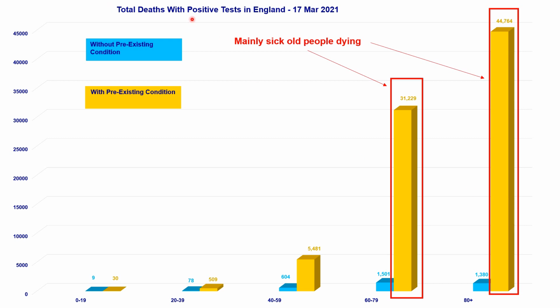So this is the total deaths with positive tests in England, so those dying within 28 days. The blue bars are without pre-existing, and the gold or orange are with pre-existing. So if we look at 0 to 19-year-olds, 9 people without pre-existing conditions have died in basically 13 and a half months of COVID. 9 people, and 30 with pre-existing.